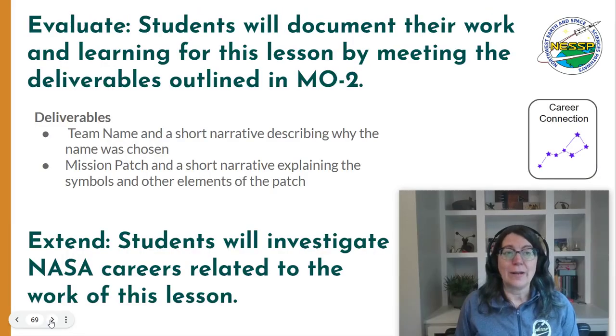Finally, in Evaluate, students will document their work and learning for this lesson by meeting the deliverables outlined in Mission Objective 2. This includes their team name with a short narrative describing why that name was chosen, as well as an image of their mission patch and a narrative explaining the symbols and other elements of the patch. Those are the deliverables for MO2. In Extend, students can investigate NASA careers related to the work of this lesson.